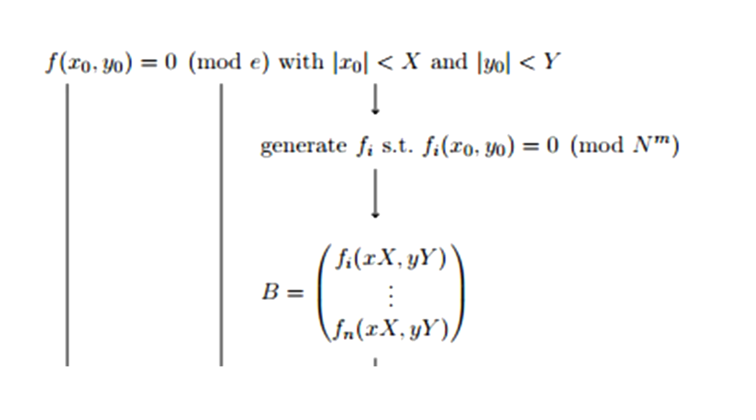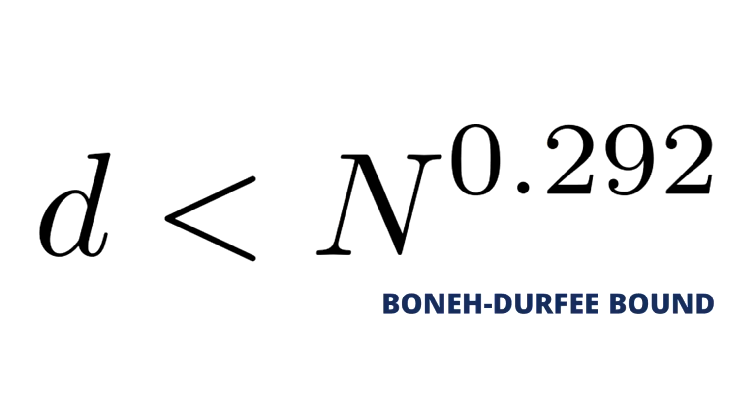And Boneh and Durfee found that by doing that, by removing the damaging polynomials from our list of polynomials, we could find the private key if the private key was smaller than n raised to the power 0.292, and that's called the Boneh and Durfee bound.